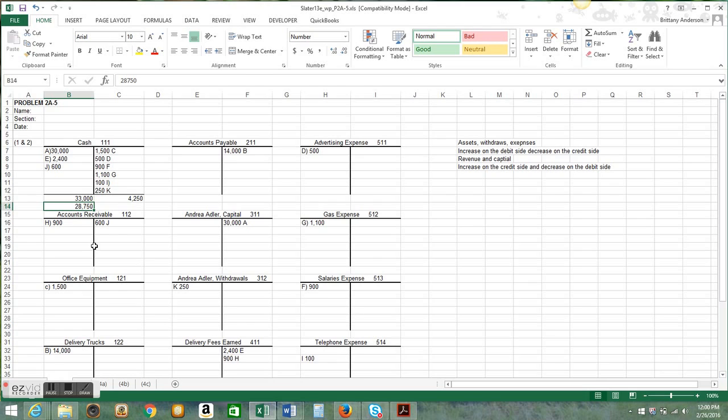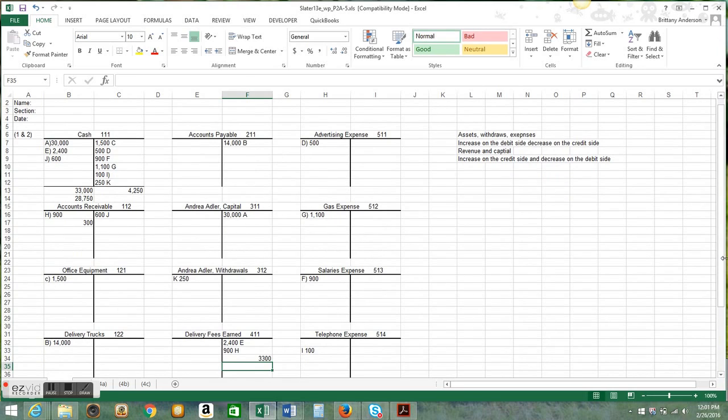Okay, so here my accounts receivable. I have a $300 balance that my client still owes me. I have to add up my delivery fees for a total of $3,300. Okay, so now all my T accounts have all my transactions entered and they're balanced. Okay, so I will do another video for the trial balance and the financial statement.